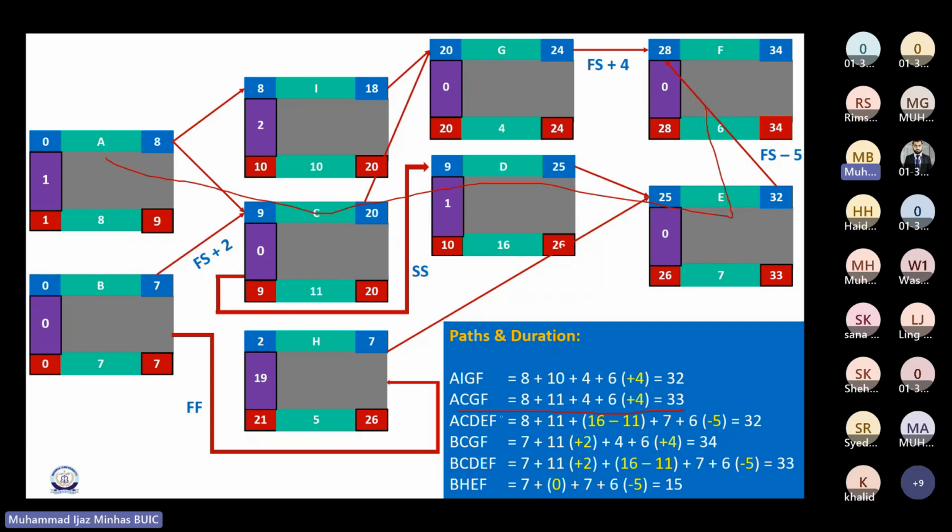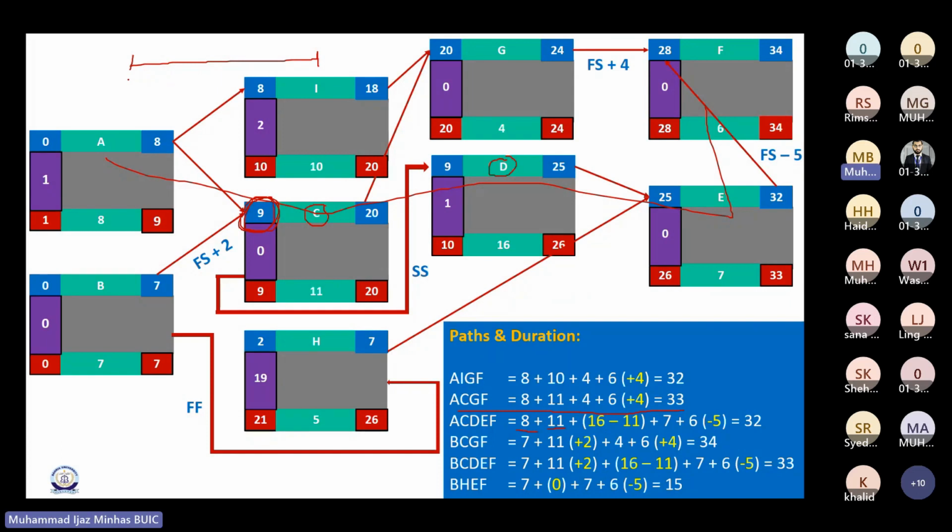Here, the duration of A is 8, the duration of C is 11. Now, D and C have a relationship of what? Start to start, correct? That means both of these activities would start on the same day. Please understand it. All of you, please pay attention here. Activity C is going to start on day 9, for example, and it is going to finish on day 20th. But what about activity D?